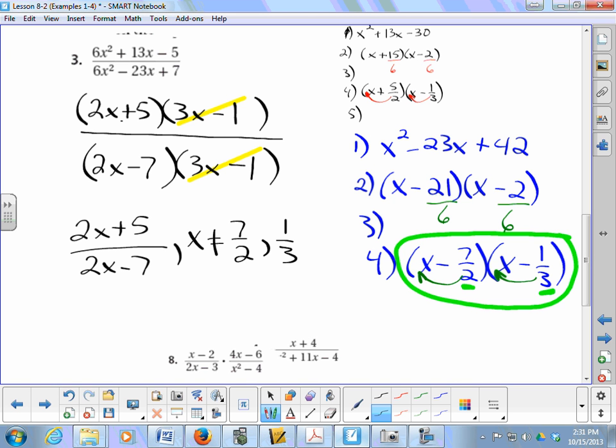All right, so that one is kind of a tough question because the factoring is a little bit tougher. But if you use that slide and divide method, it should work out really well for you.